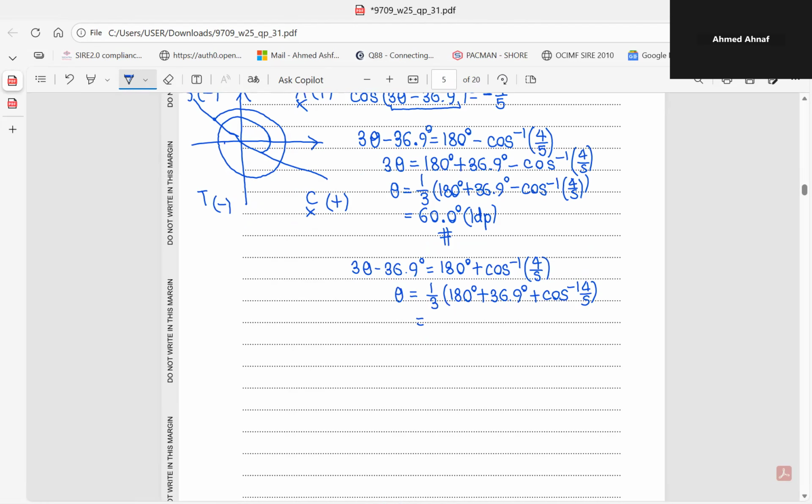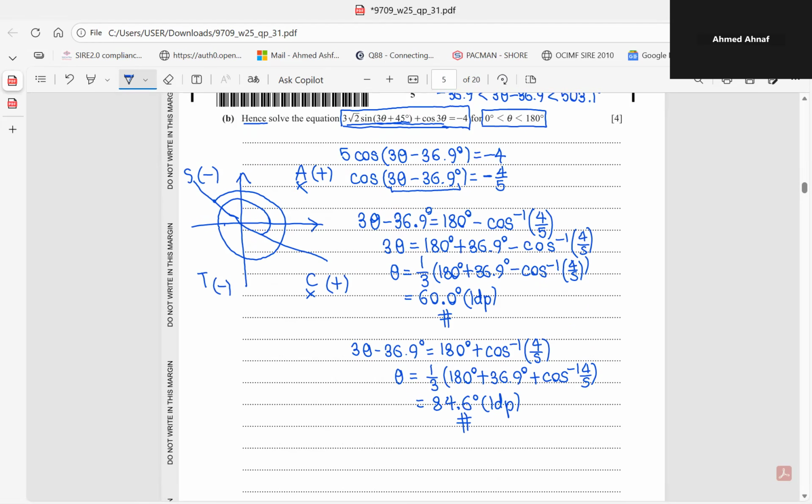You would get 84.6 degrees to 1 decimal place. Yeah. So that's our second answer.